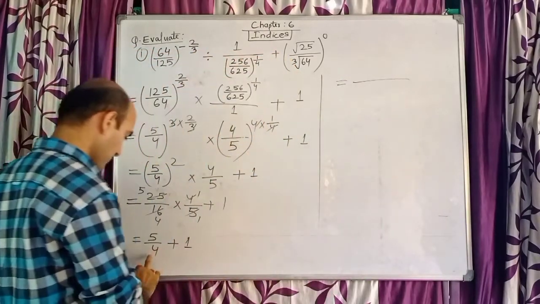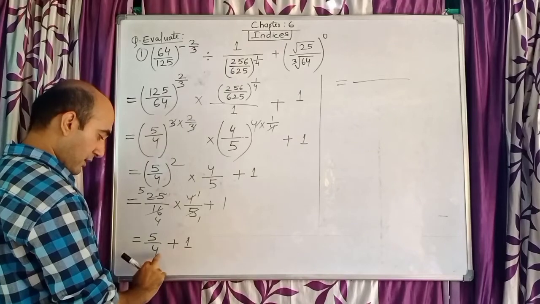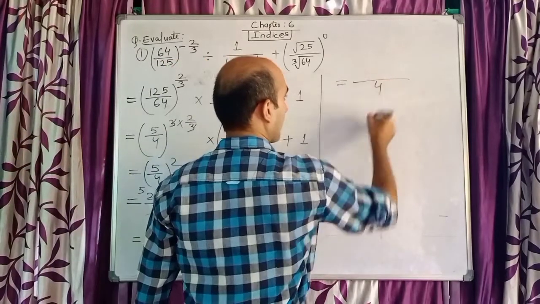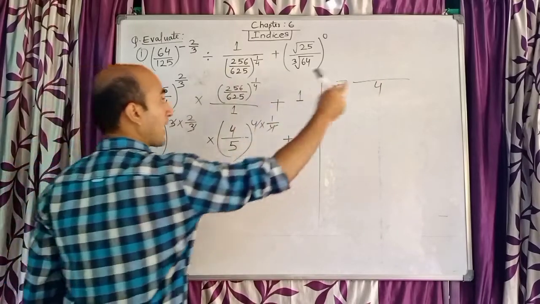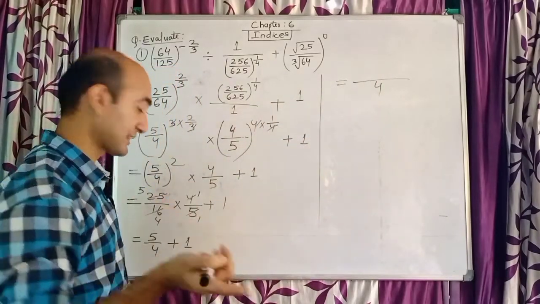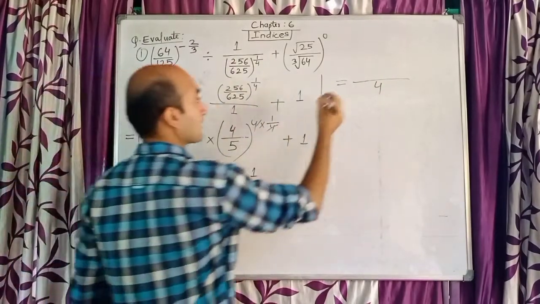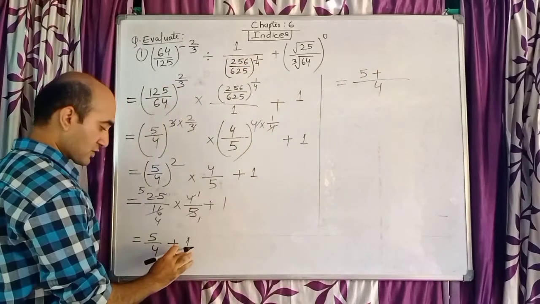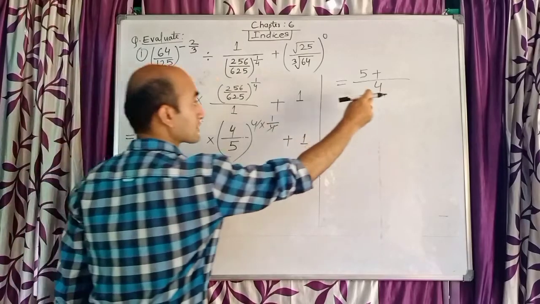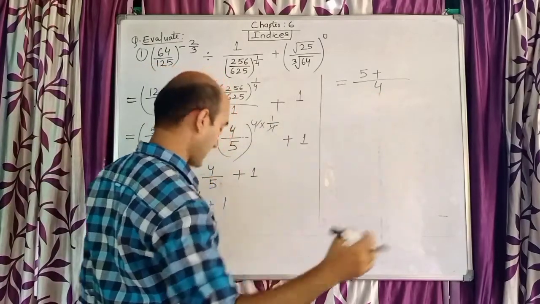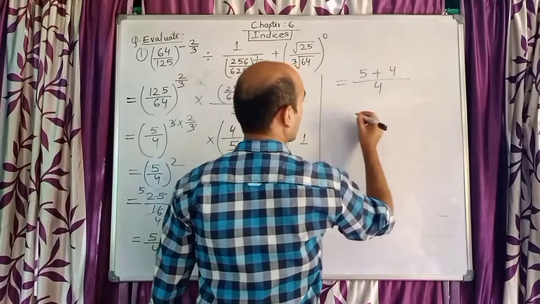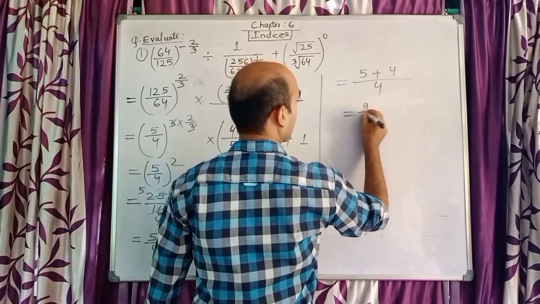So the LCM of this 4 and the 1 below is 4 itself. Now this 4 1s are 4. How many times? That 1 will multiply with 5. So 1 into 5 is 5. Plus, below this 1 there is 1. 1 4s are 4. So how many 4s? That 4 will multiply with this one. 4 1s are 4. So my result is 9 by 4.